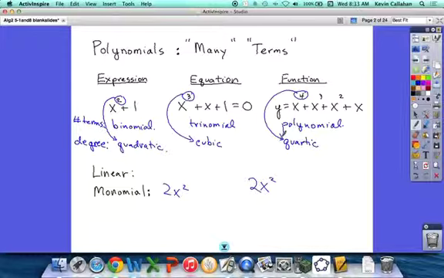Now, one that's not listed there is linear. And linear we've dealt with before. Linear means x is to the first power. If the highest power of x is to the first power, that's linear. Something like x plus 5. Right, and that's linear because it's x to the first.